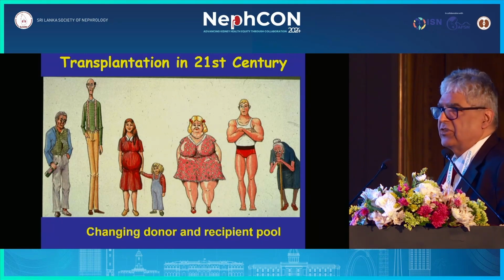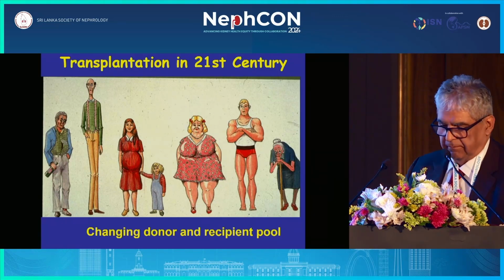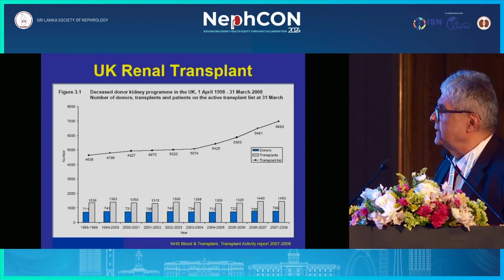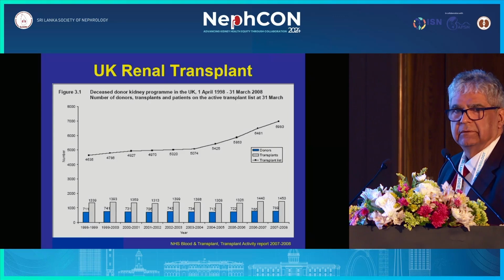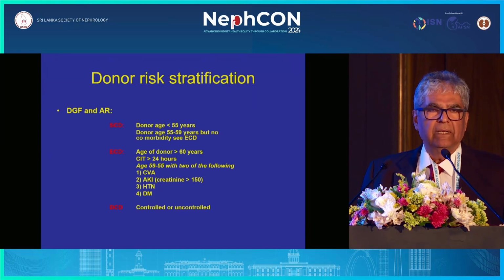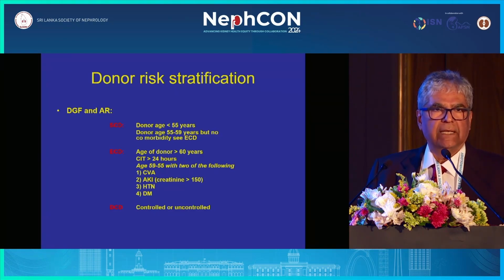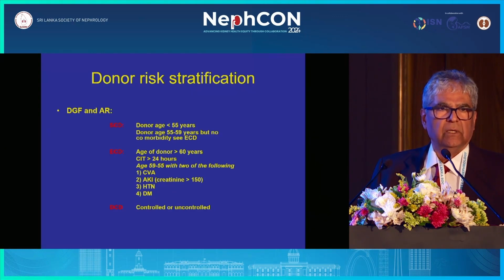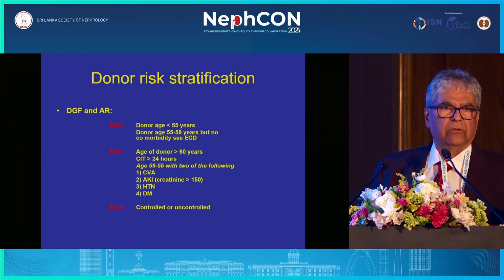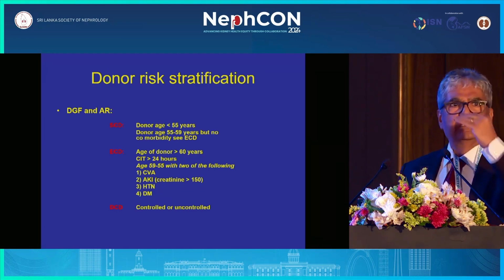So the recipient pool has changed. What do we do? Everybody wants a transplant, so we started putting them on the transplant waiting list. The transplant list started exploding. So we were forced into accepting what we never thought, when I was a registrar or junior consultant, to open the door for donors as well. So we started accepting really marginal donors who would never have met the cut when I was a registrar. And we had to then subclassify these donors.